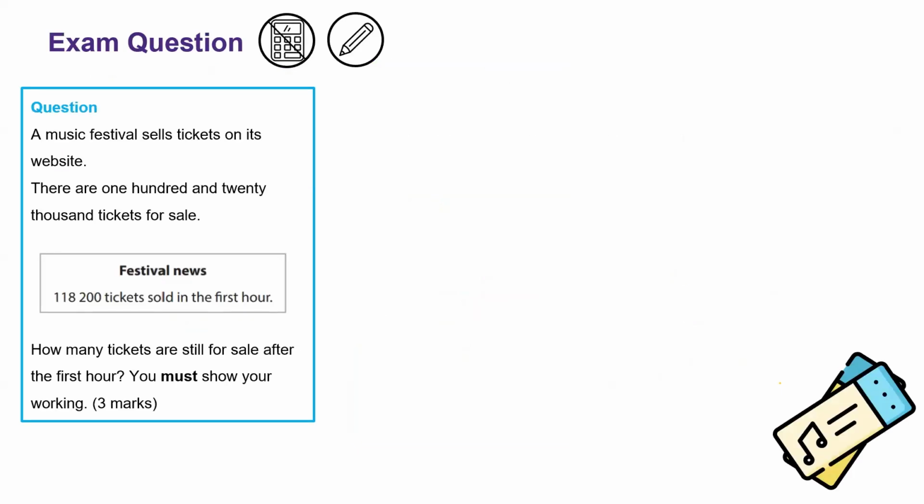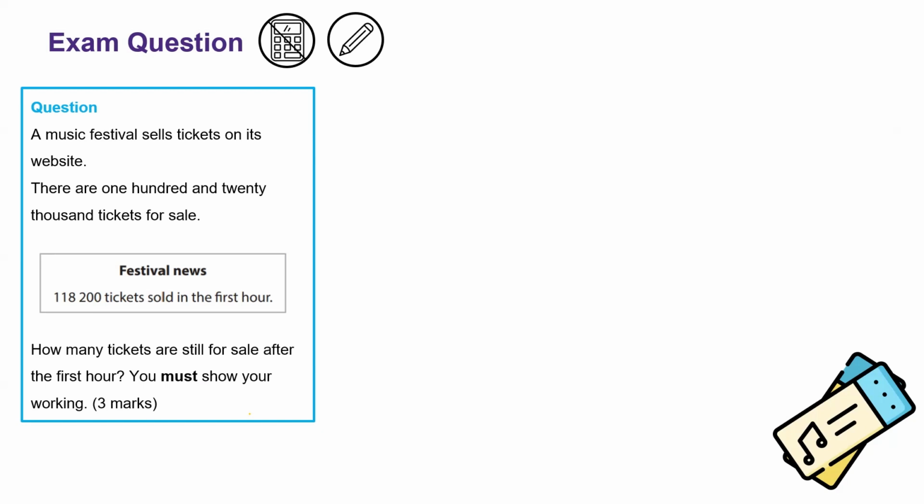Okay, that brings us back to that exam question that I gave you at the very, very start of the session. Let's have a go at it now. We've done all of the steps. I think you're ready. So let's remind ourselves of the question. A music festival sells tickets on its website. There are 120,000 tickets for sale. I was a bit sneaky at the start. I didn't read out this big number for you, but I'm sure you know it now. It's 118,200 tickets sold in the first hour. How many tickets are still for sale after the first hour? You must show your workings.